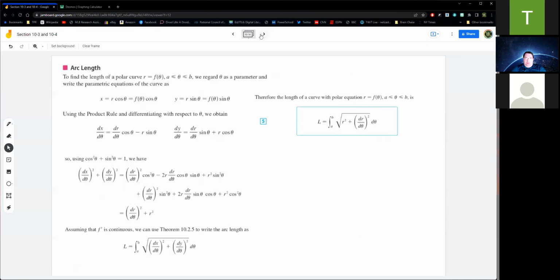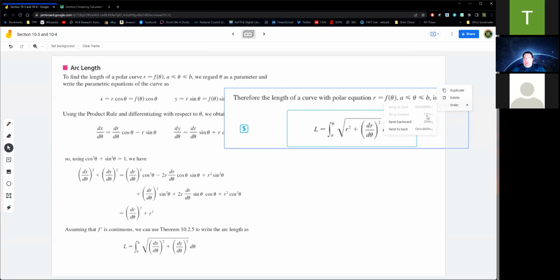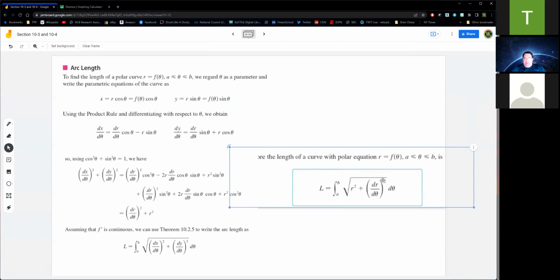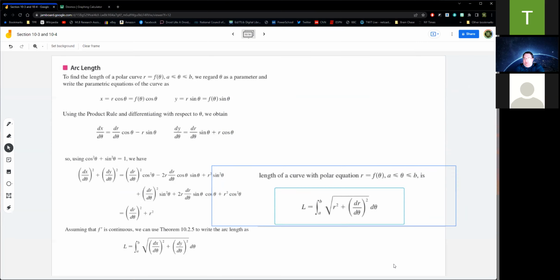So the arc length formula is the integral from a to b of the square root of r squared plus the derivative squared. See that? So it's very similar to the formula that we were using for the arc length in the previous ones, in the regular one or the parametric one. So it's not much different in the concept of it.